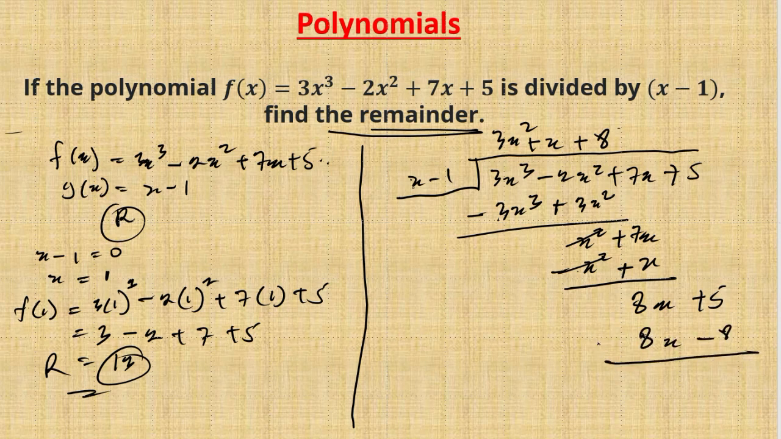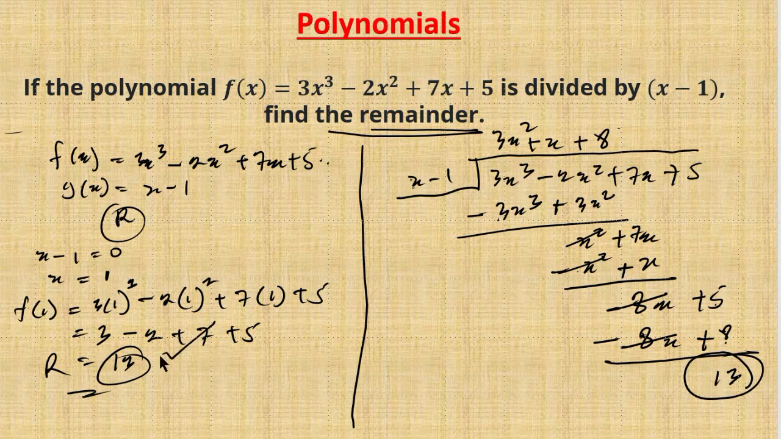Now with this, I can subtract the lower again. This is minus 8, this becomes plus. So minus 8x plus 8x is 0, and we have 5 plus 8, that's 13. If you look here, there's nothing again to bring down. So the final remainder I have here is 13, which is the same thing we got from the short method.